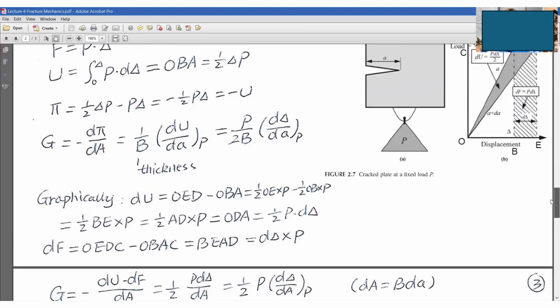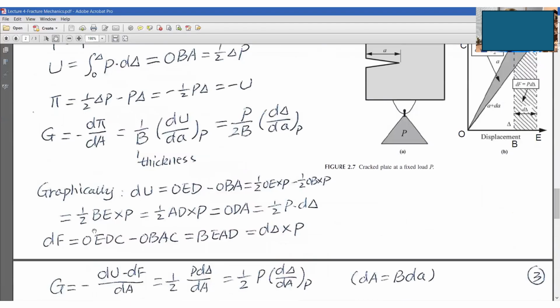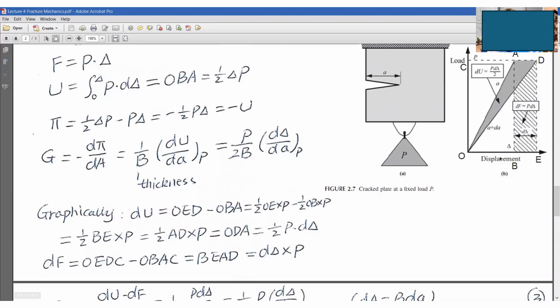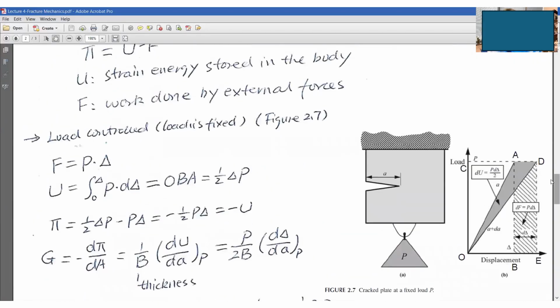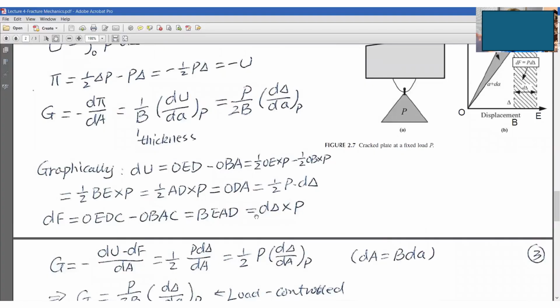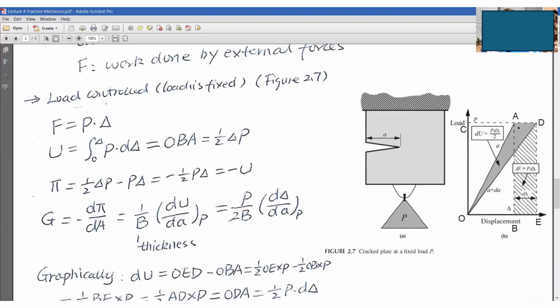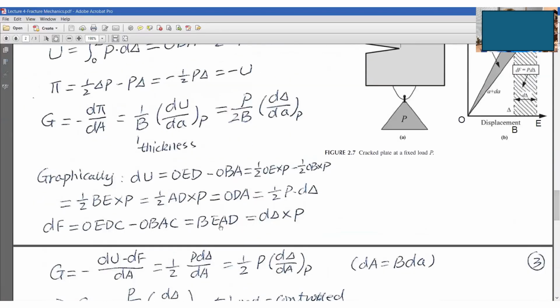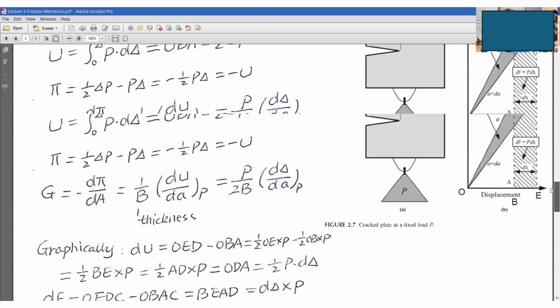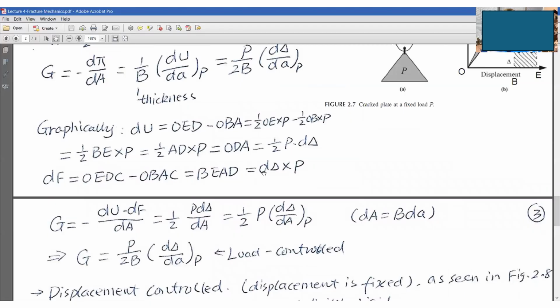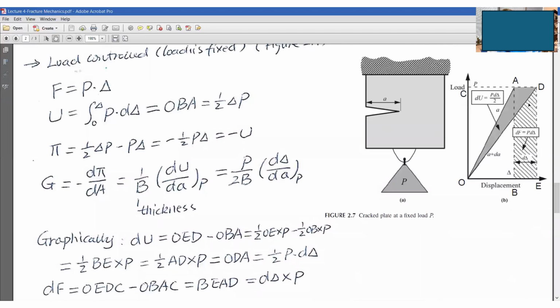Right? And then dF equals OEDC, the applied load, minus OBAC, equals BEAD, or AD, the same thing, equals d delta multiplied by P. So this is the whole area, this area.